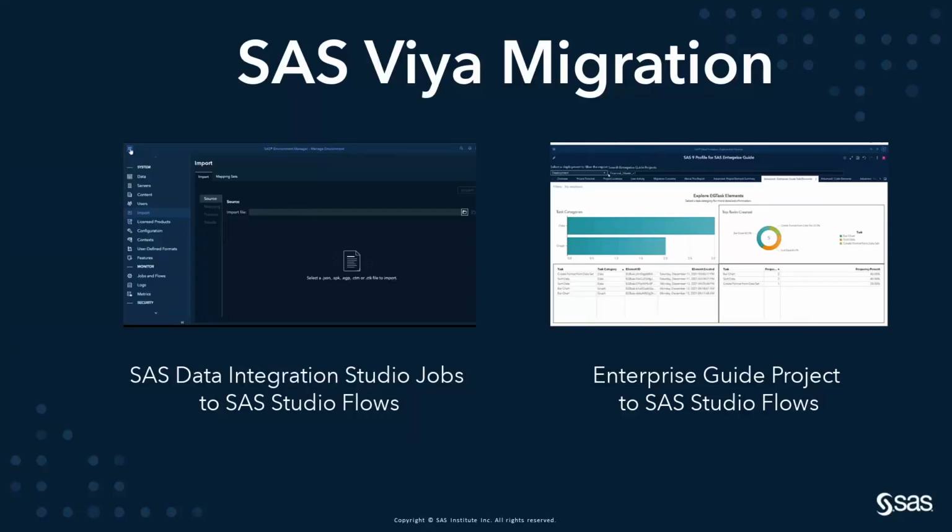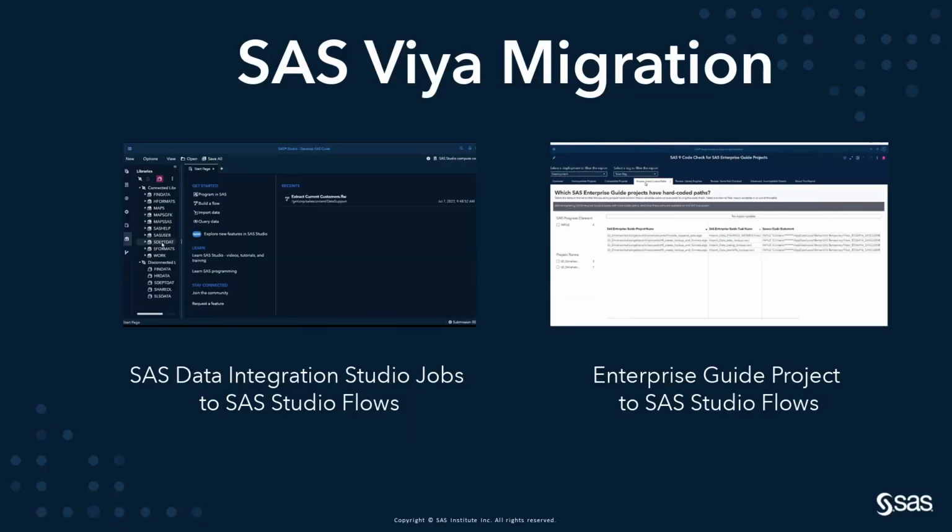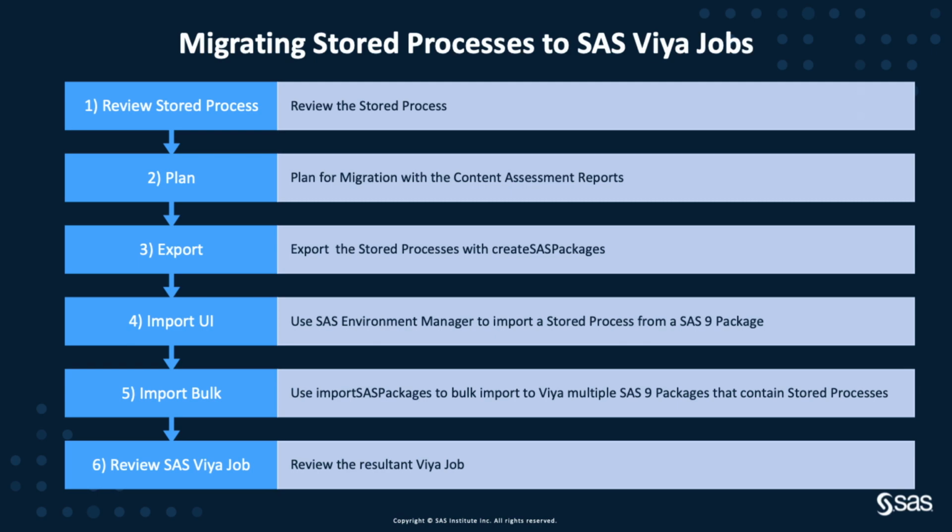In two previous videos, I demoed migration of Enterprise Guide projects and Data Integration Studio jobs from SAS 9.4 to SAS Studio Flows. In SAS 9.4, stored processes are a very popular feature, used in reporting, analytics, web application development. In VIA, the equivalent is jobs. In this video, we'll look at migrating SAS 9.4 stored processes to SAS VIA jobs.